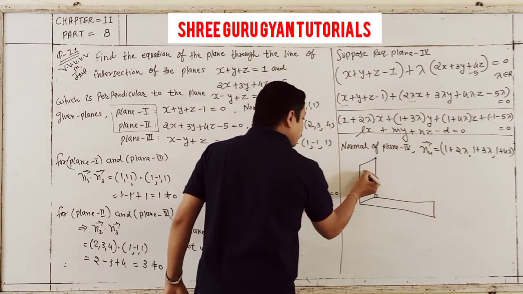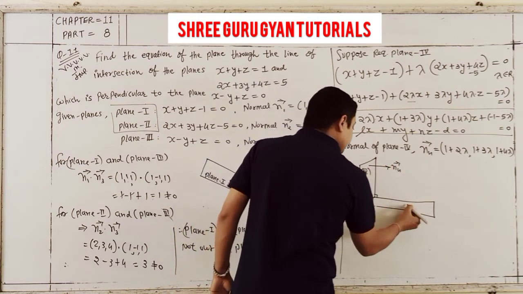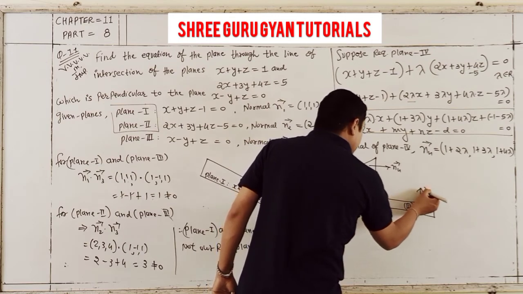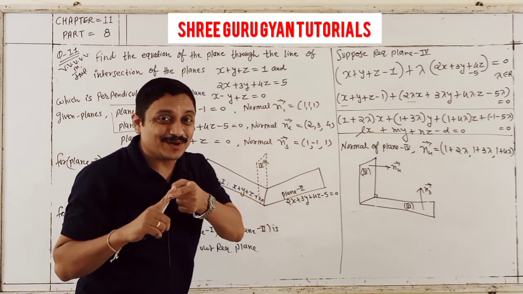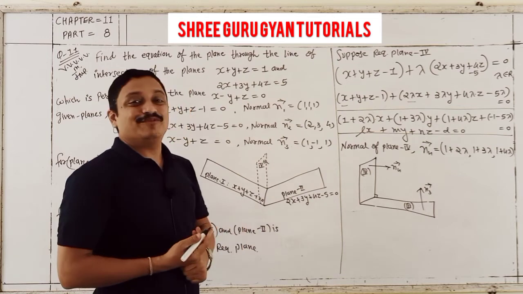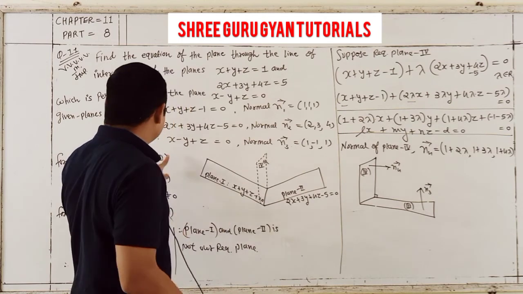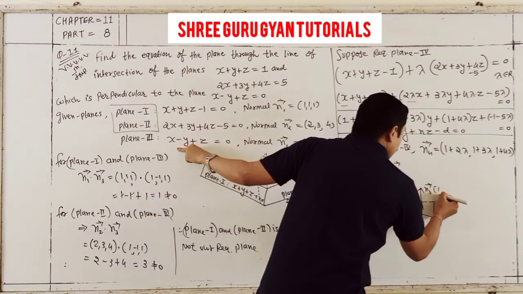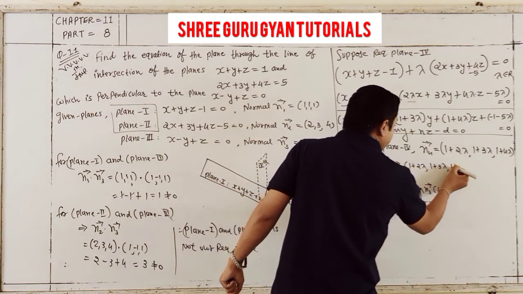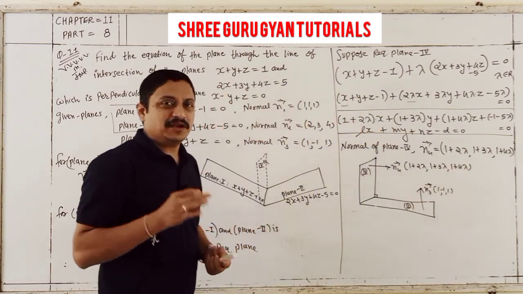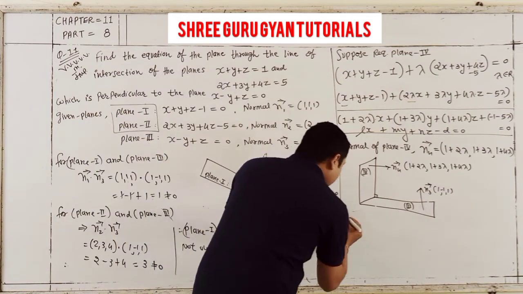That's your plane 4 having normal n4, perpendicular to your plane 3 having normal n3, and the angle between them is 90 degrees, which means the dot product of both normals is 0. So I will apply n4 and n3. What's your n3? 1 minus 1 1, and n4 is 1 plus 2 lambda, 1 plus 3 lambda, 1 plus 4 lambda. From this we get the value of lambda, put it here and you will get the answer. So now I go to the equations.